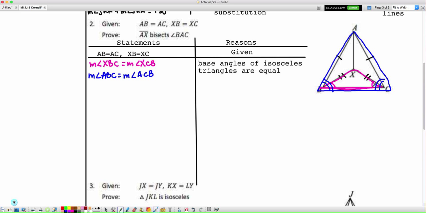So since I know that the big angle is equal to the big angle and this little part is equal to this little part, that must mean that this other little part would have to be equal to each other, right? But I need to prove that.